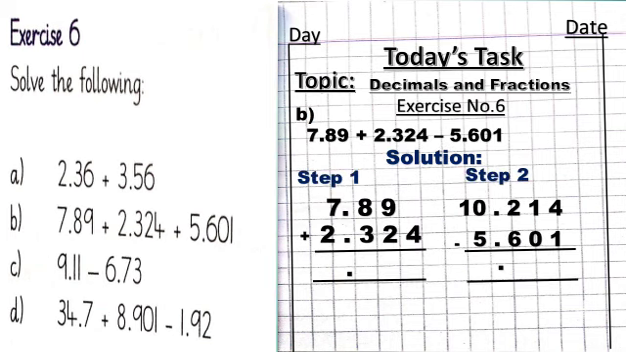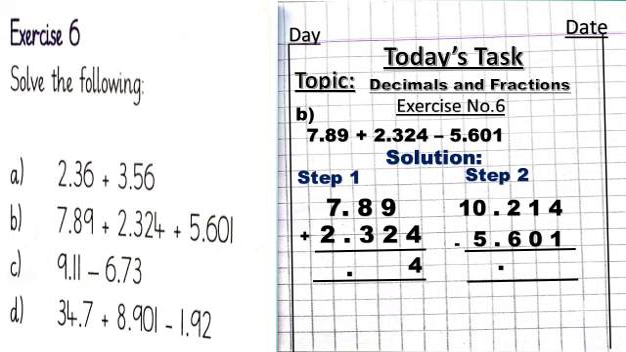Let's move to part B, that is 7.89 plus 2.324 minus 5.601. Dear students, we will solve this question in two steps. In first step, we will add the first two decimal numbers, that is 7.89 and 2.324. We will start addition from the thousands column, then hundreds column, then tens and then units. There is only one digit in the thousands column, so 4 will shift as it is.